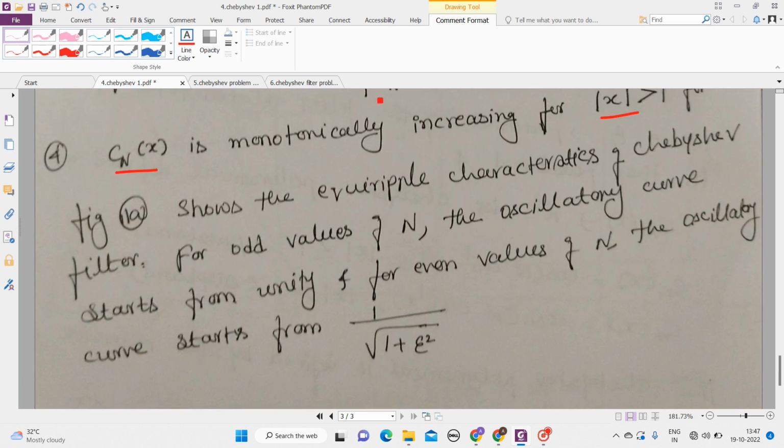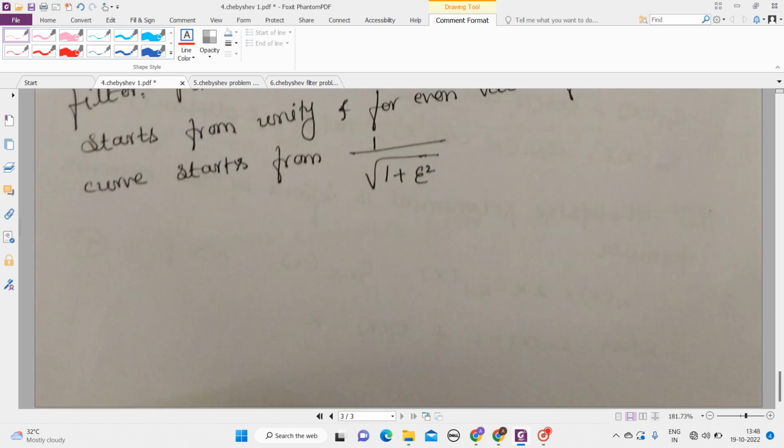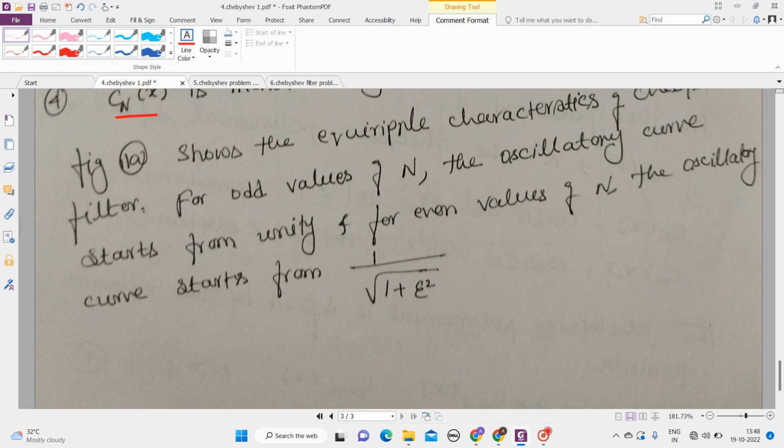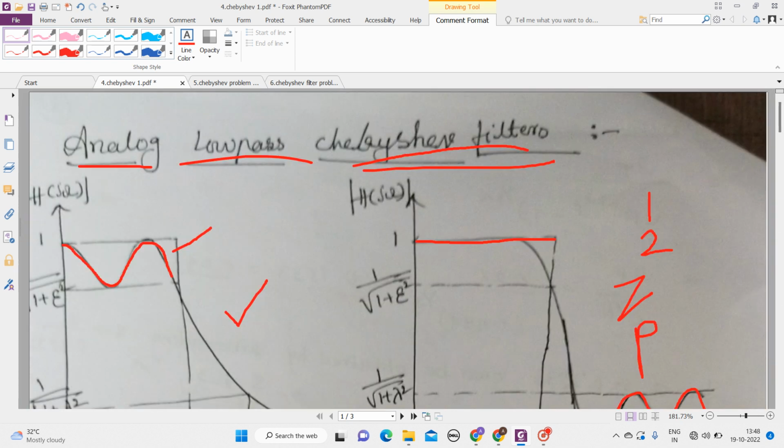Okay. I have already explained this concept, so I don't want to do it again. I think you are able to understand the overall concept of the Chebyshev filter. In the next video we will discuss the design of the analog low pass Chebyshev filter.